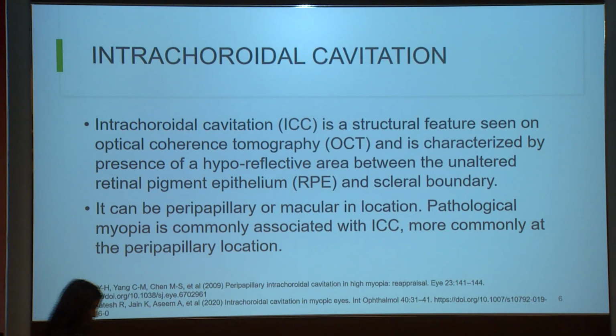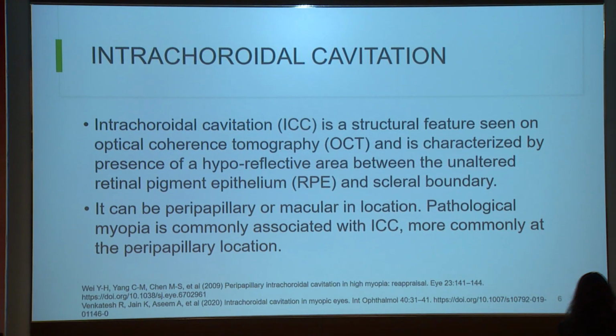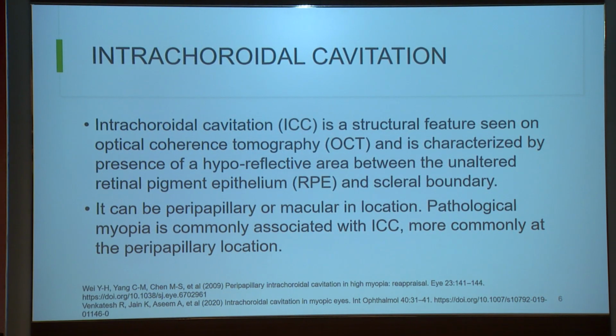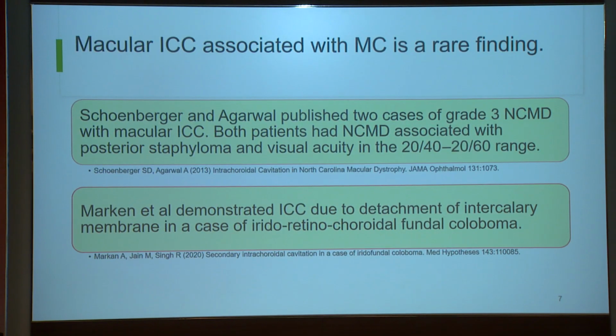Intrachoroidal cavitation, now we come to, is a structural feature seen on OCT and is characterized by the presence of a hyperreflective area between the unaltered RPE and scleral boundary. It can be either peripapillary or macular in location. Pathological myopia is generally associated with ICC, more commonly at the peripapillary location. So macular ICC associated with macular coloboma is quite a rare finding.